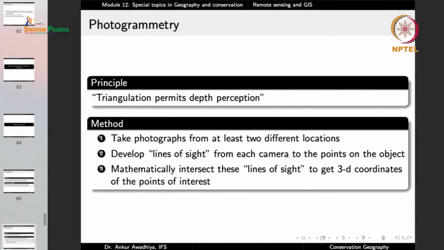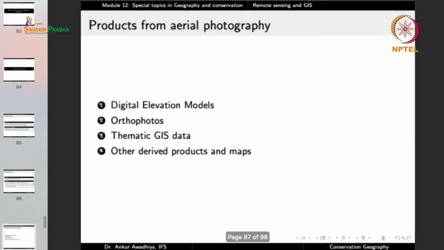The method involves taking photographs from at least 2 different locations. Typically these days we make use of several locations because photography has become very cheap. We develop lines of sight from each camera to the points on the object, and in today's time these lines of sight are all done on a computer, and then we mathematically intersect these lines of sight to get 3D coordinates of the points of interest. And we make several products from aerial photography like digital elevation models, orthophotos, thematic GIS data, and other derived products and maps.